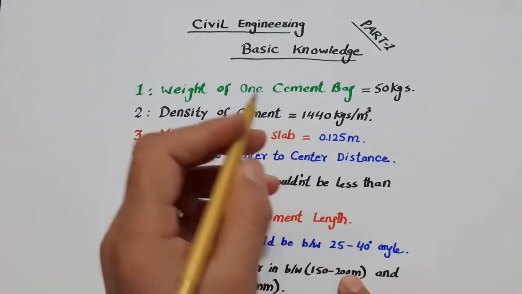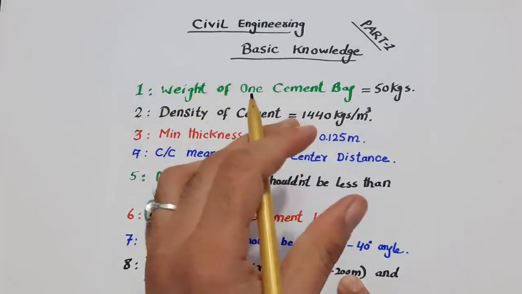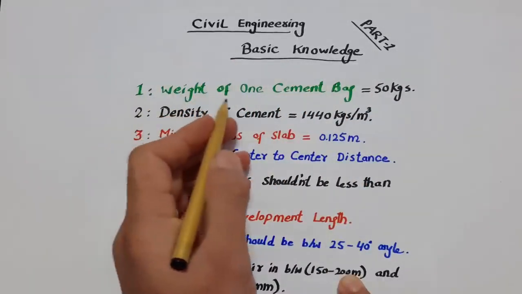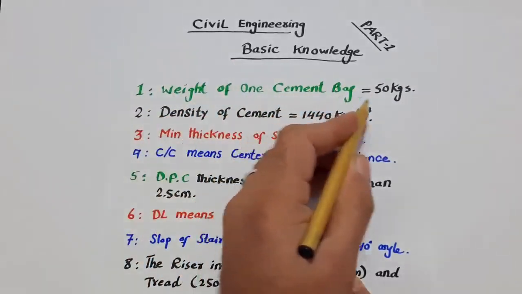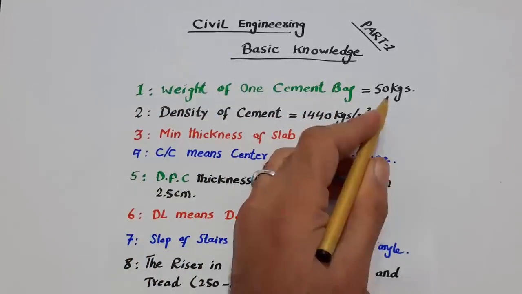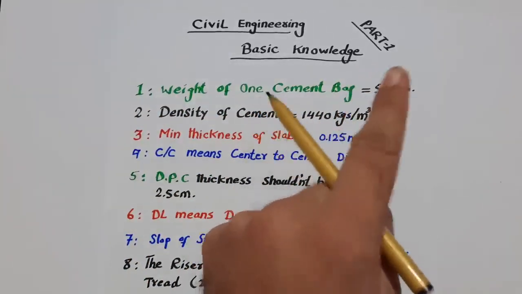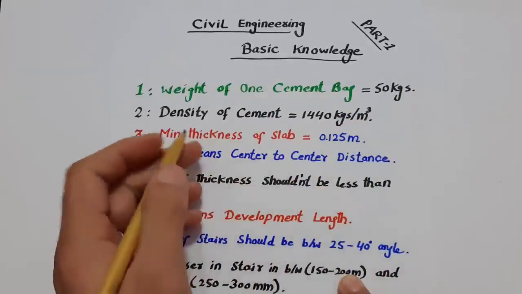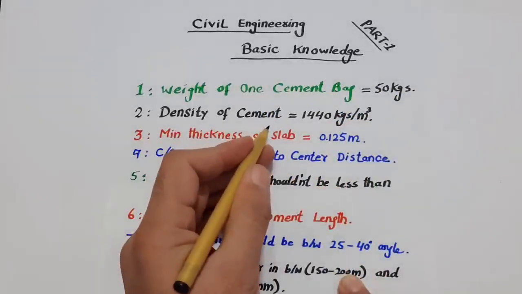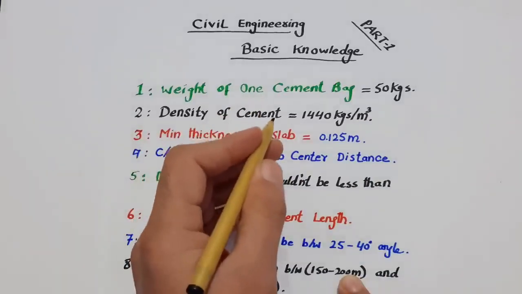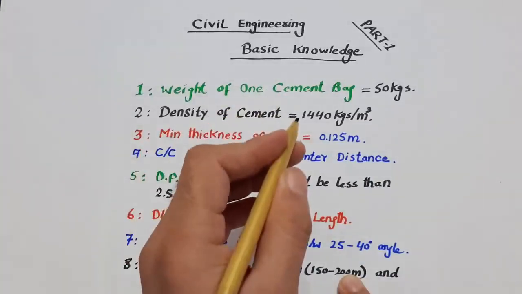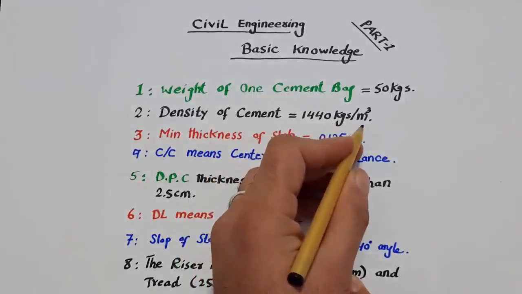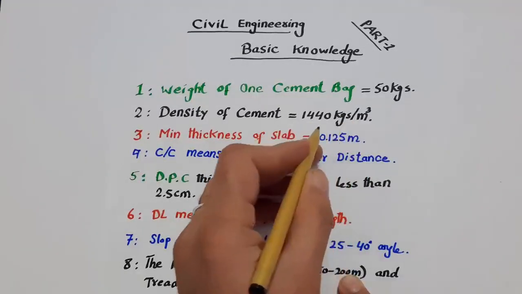Guys, the first one is you should know the weight of one bag of cement. The weight of one bag of cement is 50 kgs. The second one is the density of cement. The density of cement in cubic meter is 1440 kgs per meter cube.